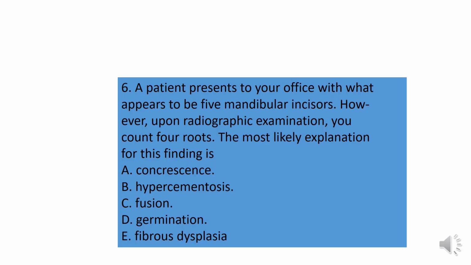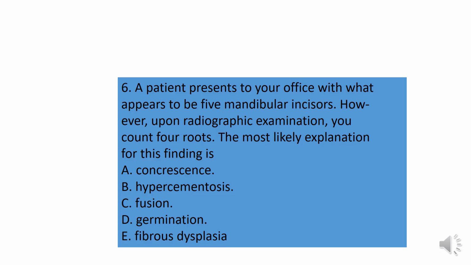Then we have the sixth question. A patient presents to your office with what appears to be five mandibular incisors. First thing I would say, we have four incisors, so one is extra. However, upon radiographic examination, you count four roots. So the roots are four, and one tooth is extra, right? For this one you need to differentiate fusion or gemination. In fusion, one tooth is missing, but here there is one extra. So it is gemination. Remember all these definitions by heart.